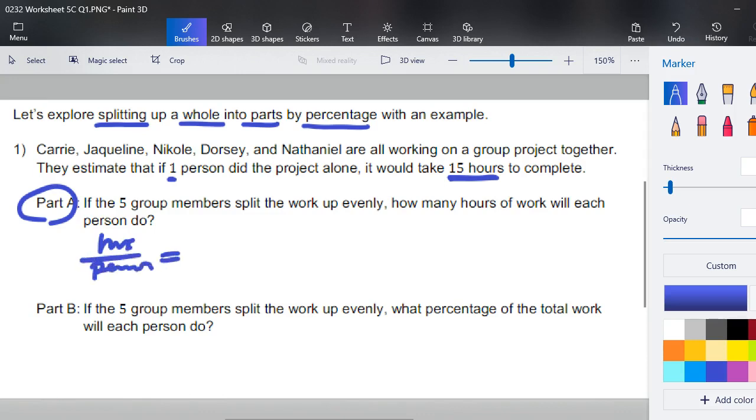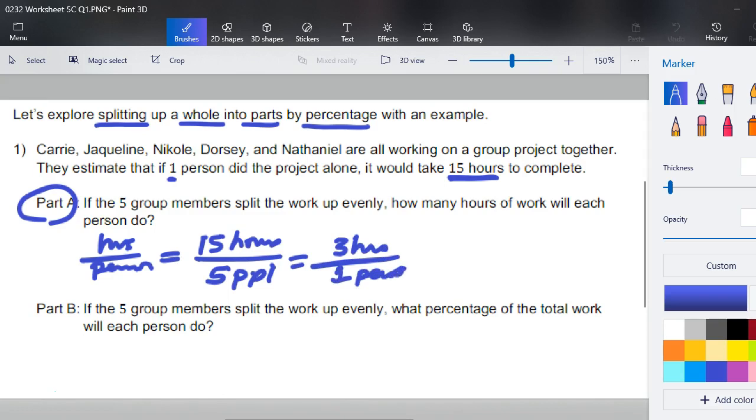Writing words is always a help, a guide, something to help us know where to get started and then to check reasonableness when we get done. So how many hours? Well, if we know the project takes 15 hours and we have 5 people, this would get us 3 hours for every one person.